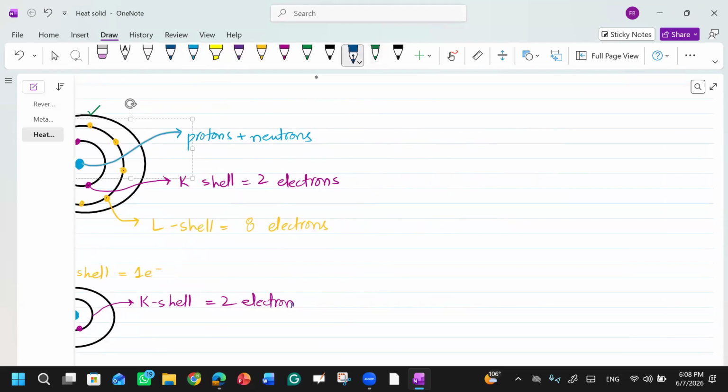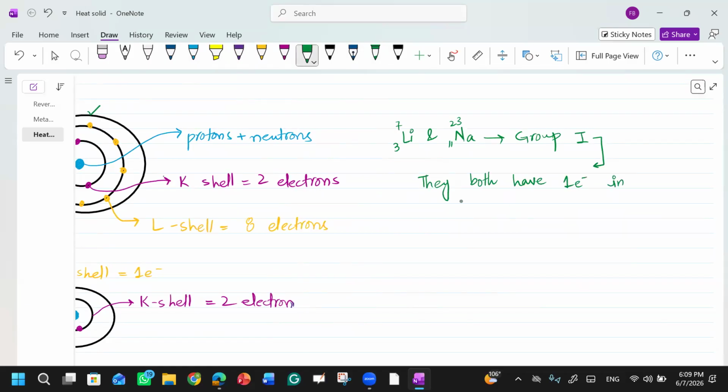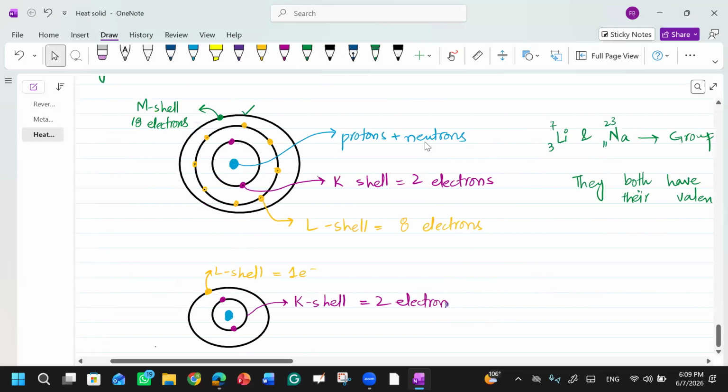So we say that lithium, which is 3 and 7, and sodium, 11 and 23, belong to group number 1. What does it mean? That they both have one electron in their valence shell. Okay, are you clear with this? We are not talking about the whole system. We have categorized on the basis of which thing is common in them, right?